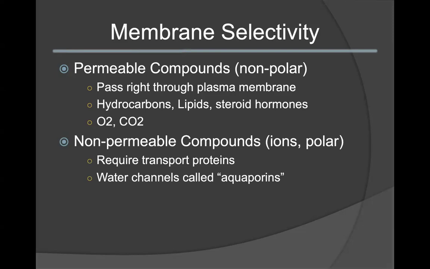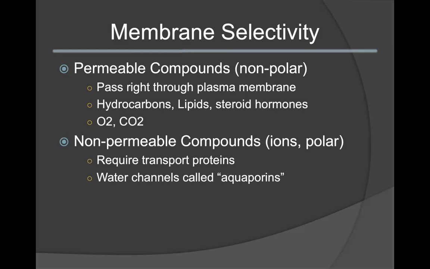Non-permeable compounds are compounds that are not able to readily cross the membrane. These are things that are ions, because they have positive or negative charges, or any substances that are polar. Remember, polar compounds will have slightly positive and slightly negative regions. So anything that has any type of charge will not be able to readily pass through the membrane. As a result, these compounds will need some transport proteins to help them across.